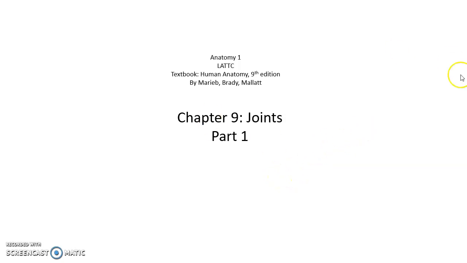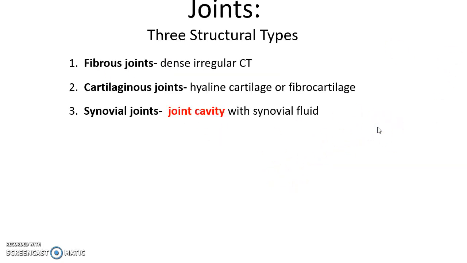Chapter 9, Joints, Part 1. There are three types of joints in terms of their structure.